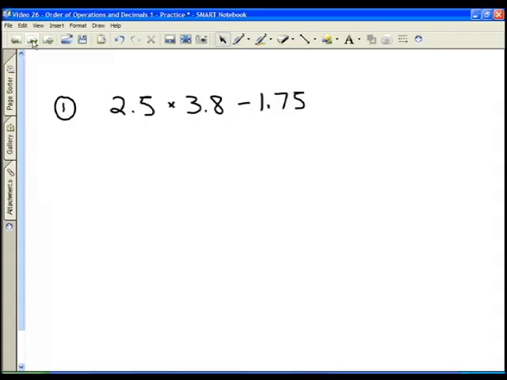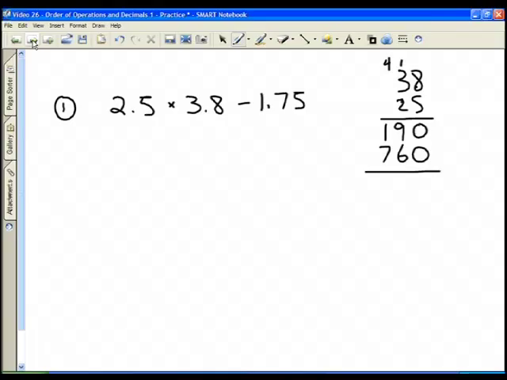Okay, so we have in question 1, 2.5 times 3.8 minus 1.75. So here we have 3.8 times 2.5. So I start with the 5 then. 5 times 8 is 40. I write down the 0 and carry the 4. 3 times 5 is 15, plus 4 is 19. And then 2 times 8, after I add my 0, 2 times 8 is 16, so I write down the 6 and carry the 1. And 2 times 3 is 6, plus 1 is 7.